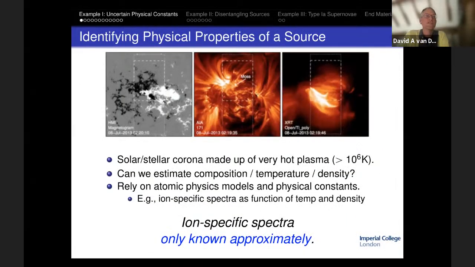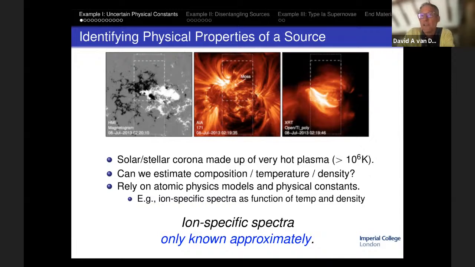So the first example involves identifying the properties of a physical source. We're looking at a stellar corona, maybe of our own sun, which is obviously a hot plasma. We want to see if we can use spectral data to estimate the composition, the temperature, and the density of that plasma. Any statistical analysis that tries to link our observed spectral lines, or the relative intensities of spectral lines, with the composition, temperature, density, and physical properties is going to go via some atomic physics. So for example, ion-specific spectra and how those ion-specific spectra vary, or are expected to vary, as a function of temperature and density.